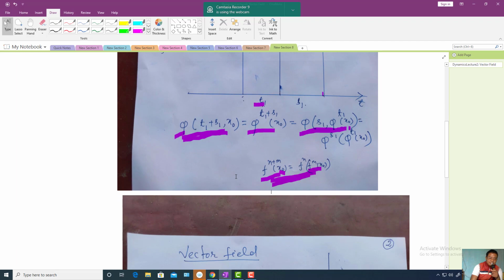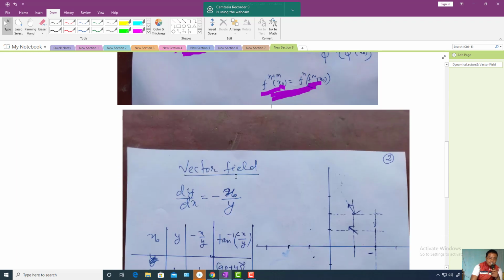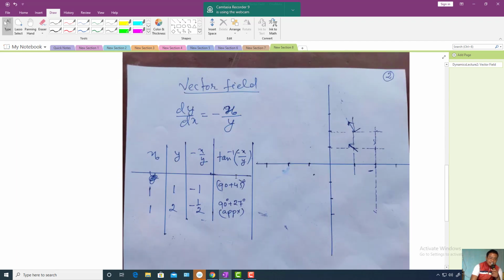All right, so now let us go back to the vector field. In the last class we talked about the solution of this differential equation, the existence and uniqueness for this type of differential equation. So vector field, as I mentioned earlier in this lecture, what is dy by dx? The solution will be a curve y is equal to some phi x, and dy by dx is a slope. Okay, dy by dx is the slope of the curve at that particular point.